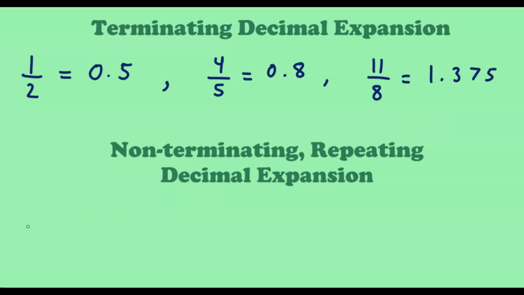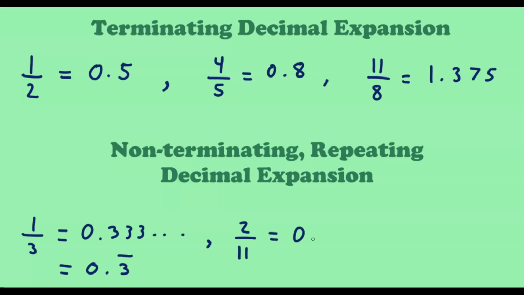For example, if we consider the number 1 divided by 3. If we consider the decimal expansion, it will be 0.333, and this will keep on going on forever. So we write that like this, with a bar over the 3 to indicate that it repeats forever. Another example is 2 divided by 11. Now the decimal expansion for that is 0.181818, and that pattern continues on forever. So we have 0.18, and we write a bar over the 18 to represent the fact that it keeps on repeating forever.